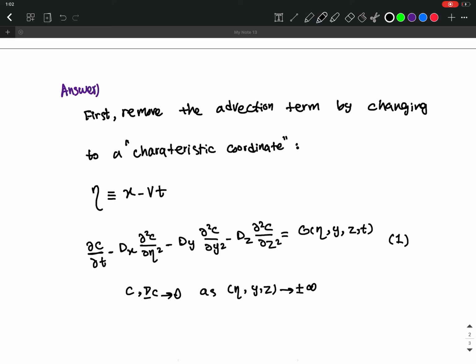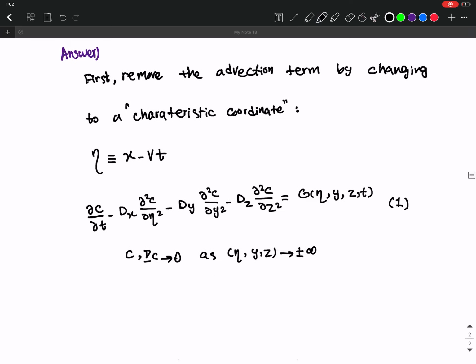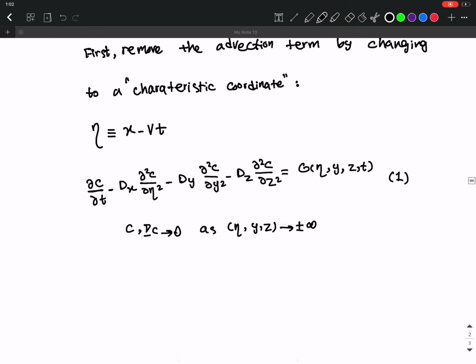Okay, so now this is the first step. The second step is I'm gonna apply and take a complex Fourier transform of this equation in the eta direction. Okay, so the first is complex Fourier transform in eta.